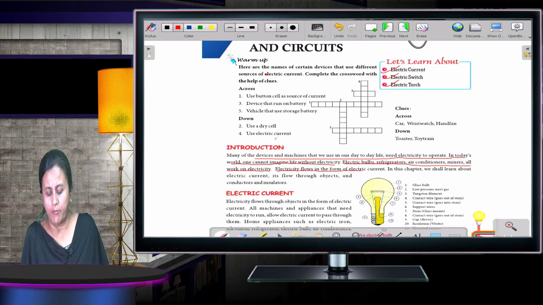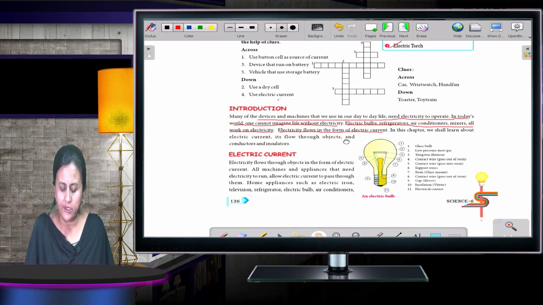Electricity flows in the form of electric current. How is electricity flowing? It is flowing in the form of electric current. Okay. So, in this chapter, we are going to learn about electric current, children. So, let us start. What is electric current?